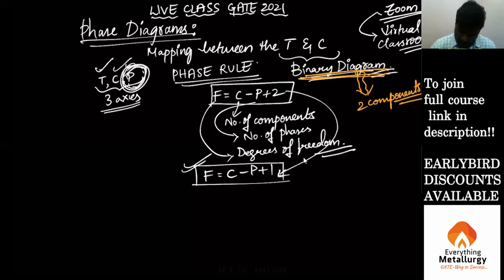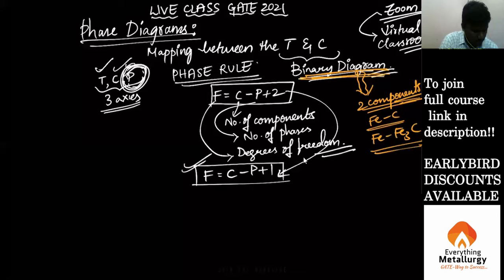So the binary diagram usually tells us about the relationship, or the mapping, between two components. I think you all know the iron-carbon diagram, or the one in between two phases. For example, we also have Fe3C.